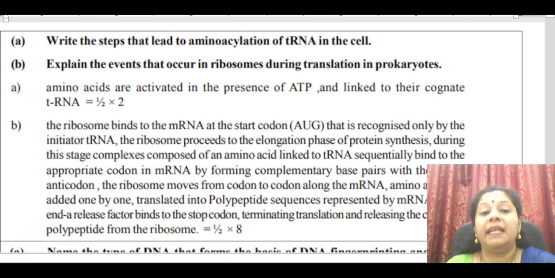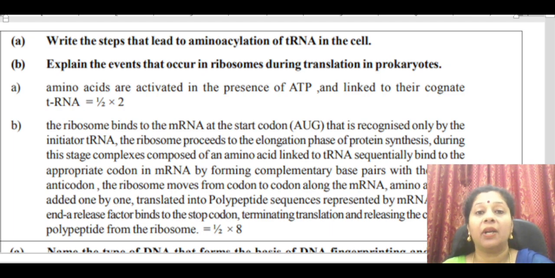Write the steps that lead to amino acylation of tRNA in the cell. See, prior to translation, there is a process called amino acylation of tRNA, or charging of amino acid. These processes are the initial processes happening during translation. During that time, amino acids are activated by adding ATP to them, because connecting amino acids with a peptide bond is an energy requiring process. So the energy needed is derived from ATP.